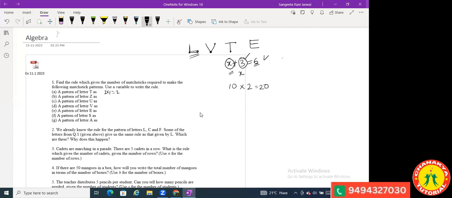So here we are talking about just one alphabet, so it's 3 into 1. And if we do not know how many Z's are to be made with matchsticks, we'll write x: x for the number of Z's and 3 for the matchsticks. So that's 3x.